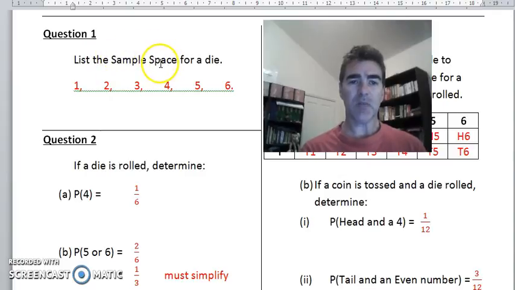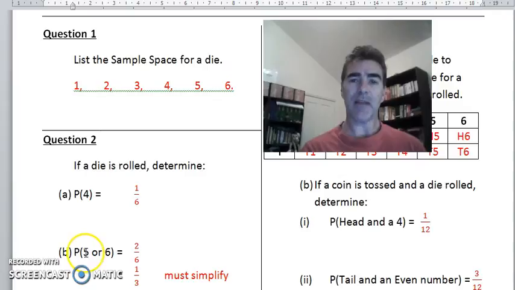Sample space in question 1 is all the possibilities that can occur on a standard die. They're the numbers 1 through to 6. For question 2, when a die is rolled, the probability that it will land showing a 4. Well, there's one 4 out of the 6 possibilities, so we write 1 in 6.